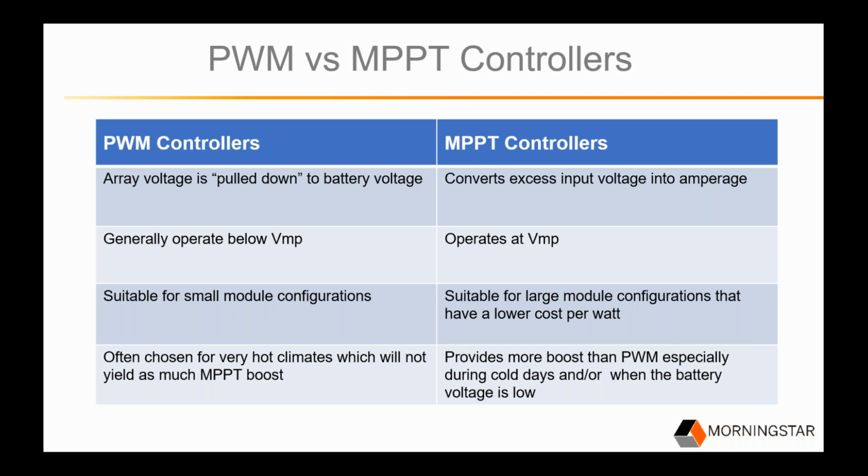PWM controllers need to be used with arrays that are matched with the battery voltage, which limits what modules can be used. And here's a very important point I want to make. There are many 60-cell modules with VMP equal to about 30 volts, which are, in many cases, not compatible with PWM controllers. The advantages of MPPT over PWM controllers come at a cost. So sometimes you might want to choose a PWM controller for smaller systems and in warm climates where the MPPT boost is not as significant.